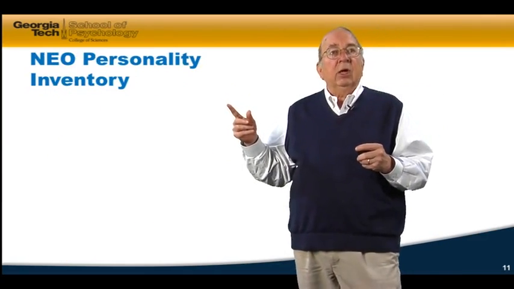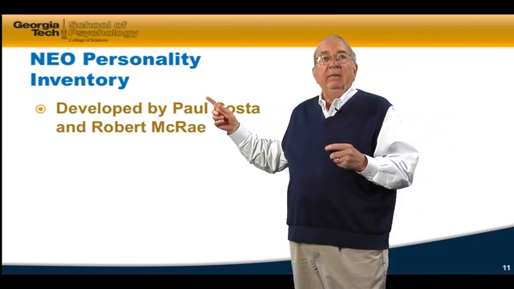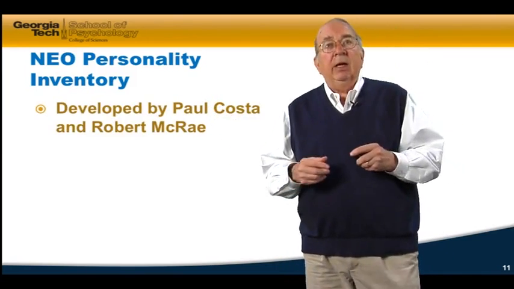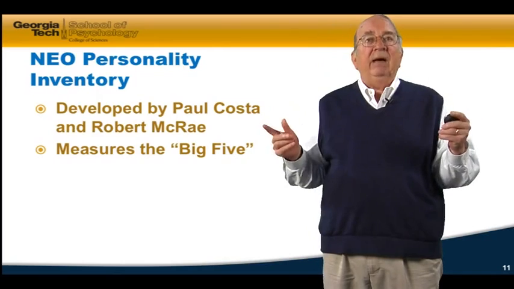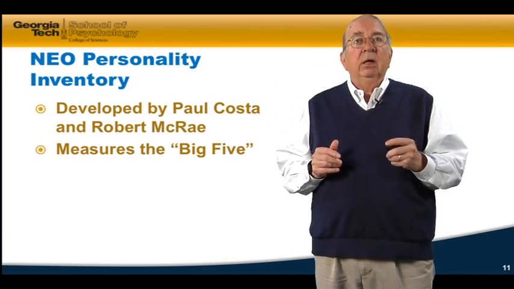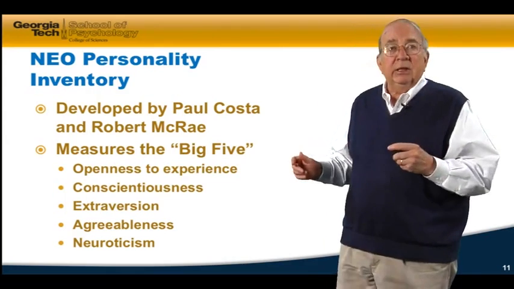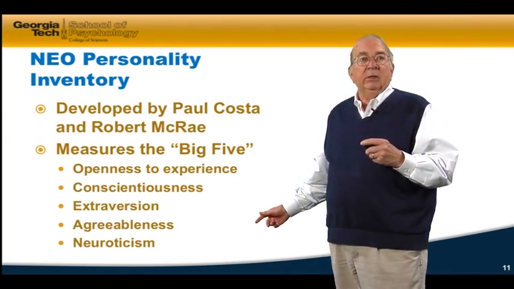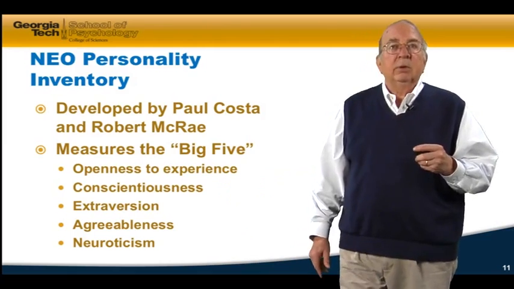Then the final structured test I want to talk about is the NEO Personality Inventory, again developed by Paul Costa and Robert McCrae at the National Institutes of Health Intramural Program in Baltimore. And it measures the big 5, those 5 scales that we talked about as being the major traits of personality: openness to experience, conscientiousness, extroversion, agreeableness, and neuroticism. The big 5 scales of personality.